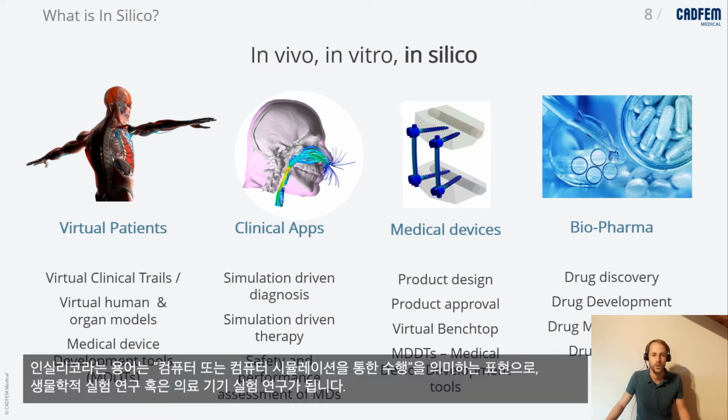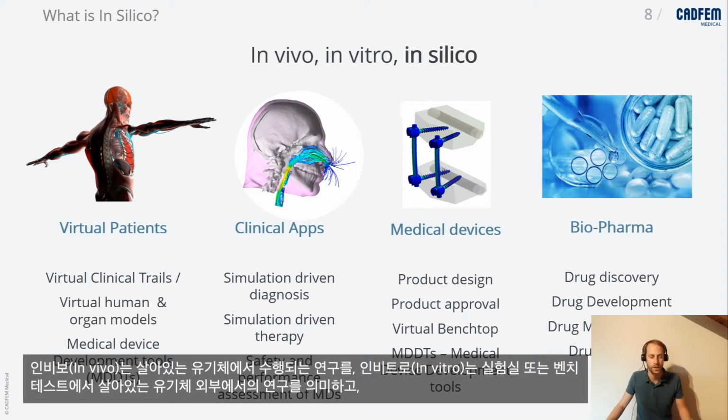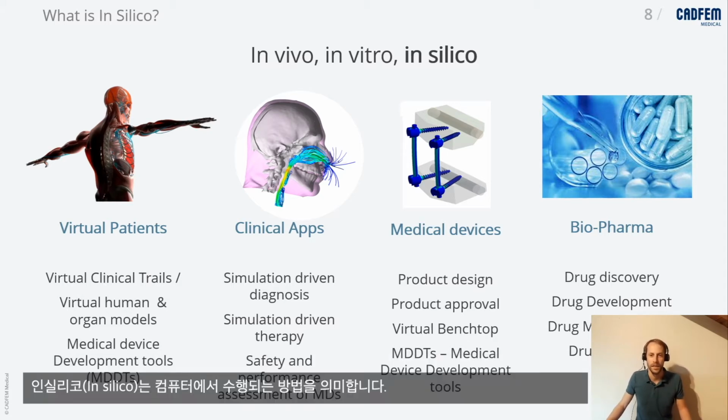The term in silico is an expression meaning performed on a computer or via computer simulation, and is a reference to biological or medical device experiments or studies. So while in vivo refers to studies performed in living organisms and in vitro to studies outside of a living organisms in labs or benchtop testing, in silico means performed in or on a computer.